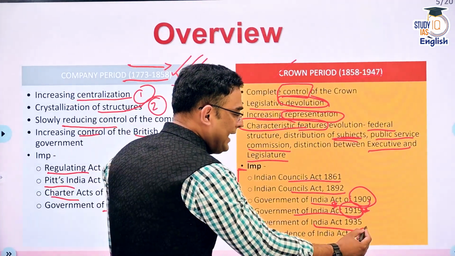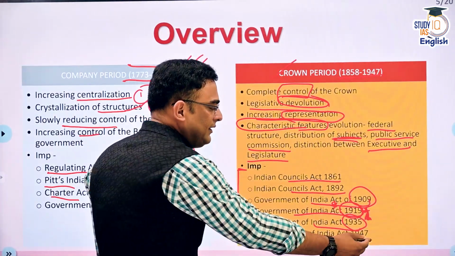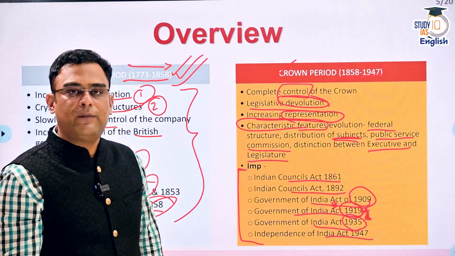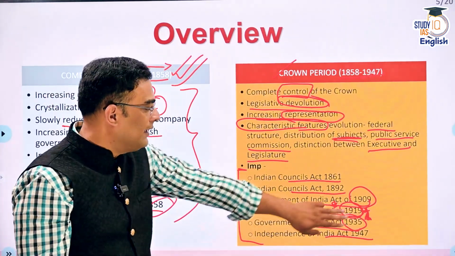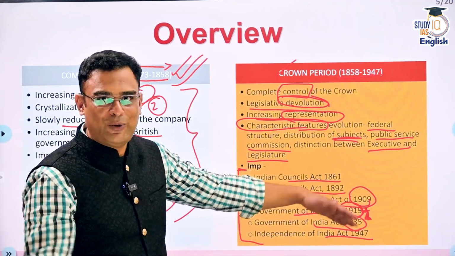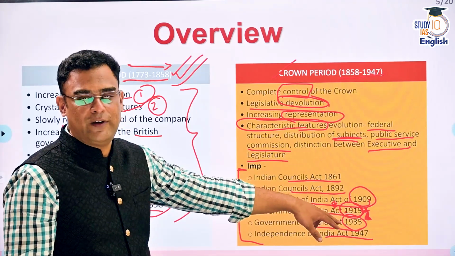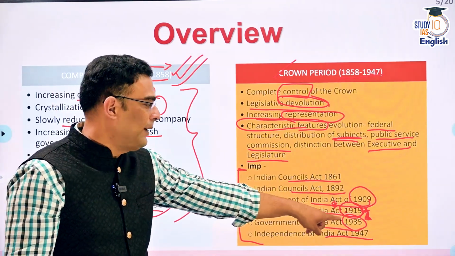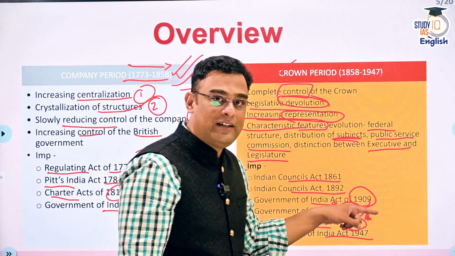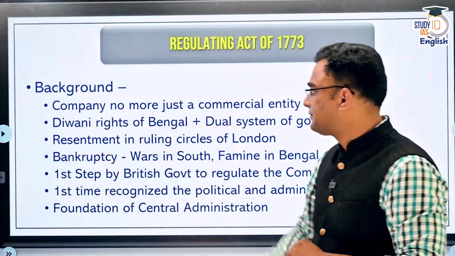Then Government of India Act of 1935, this is also very important. And obviously last, the Independence of India Act 1947. These three are most important. This is like a sandwich, burger, whatever you would like to call it. The middle part is what is most significant. If you see PYQs, most questions have been asked over here. So be very thorough with Government of India Act of 1919.